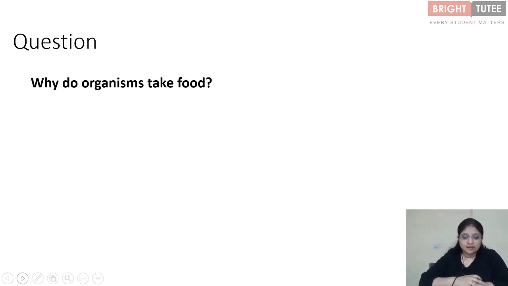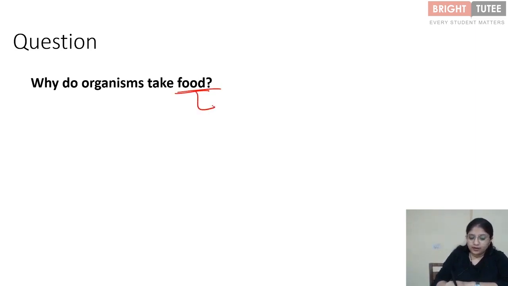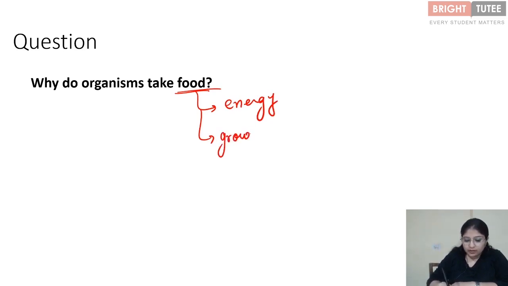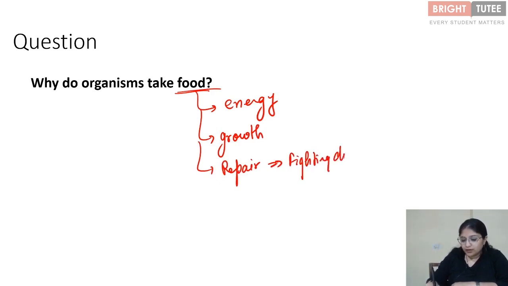Why do organisms take food? So food is required to perform day-to-day functions, so we need energy, right? So to obtain energy, to attain growth, right? So we need to grow, and for repair of the body. When we talk about repair, basically we are talking about fighting diseases, right? So in this way we see how food is a basic necessity and why it is important.